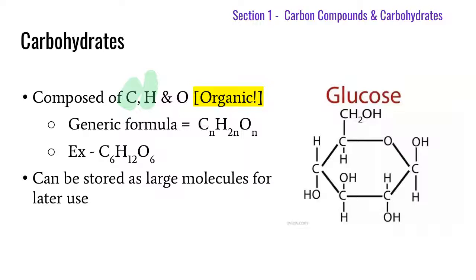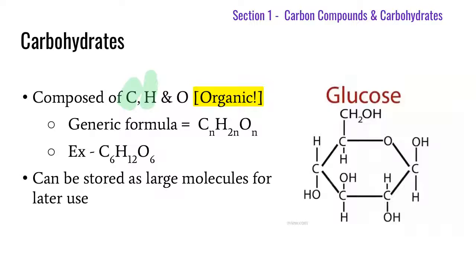CnH2nOn, and all these N's mean is like if I said you only have to fill it in with a number. So let's say I said it was 6. So I would say C6, like here. H, 2 times 6 is 12. And then On, which is 6. So C6H12O6 would be glucose in this case.